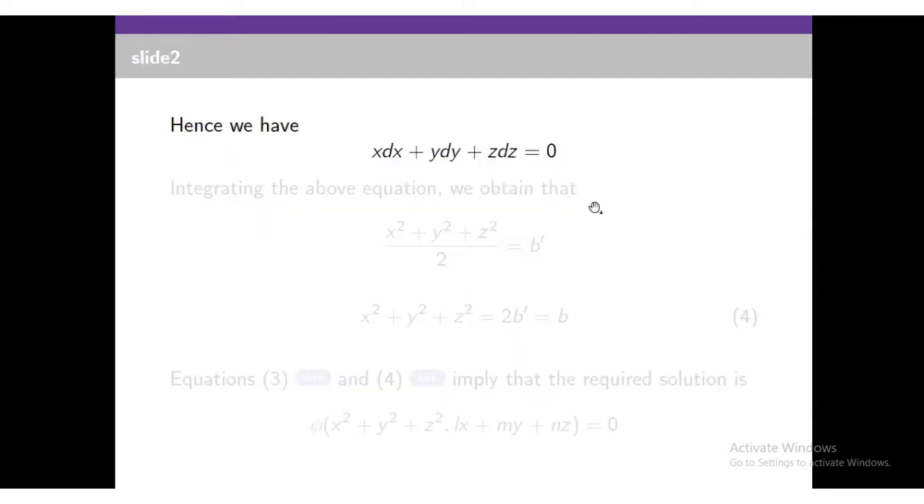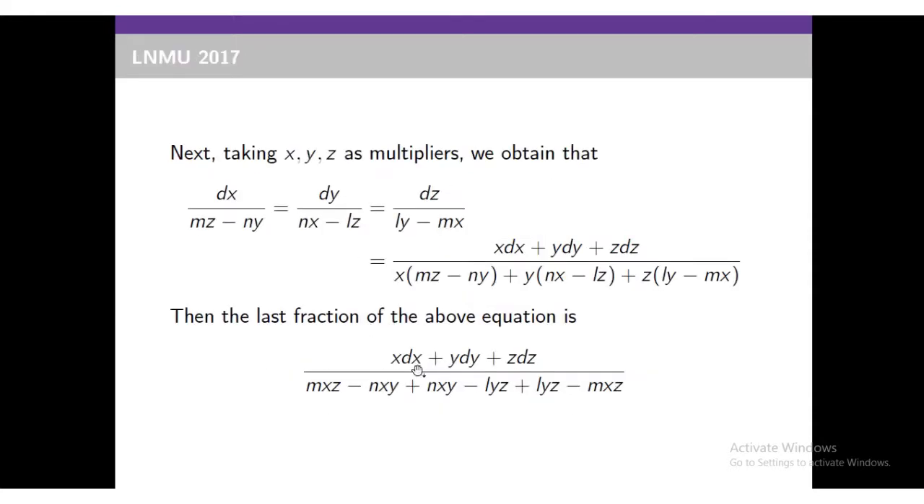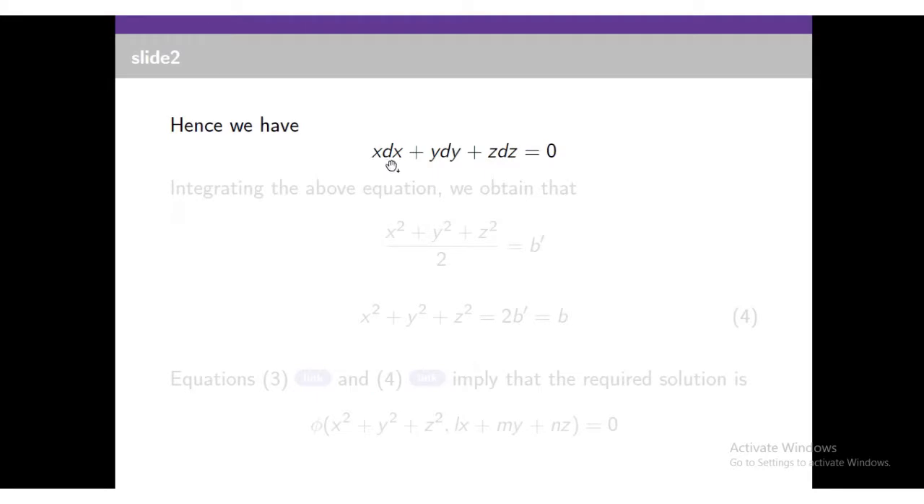So after calculation you are getting this fraction whose denominator is 0, so its numerator will also be 0. Therefore we are getting x dx plus y dy plus z dz equal to 0. Now upon integrating you will get x square by 2 plus y square by 2 plus z square by 2 equal to integrating constant. So here we have this equation after integration of the above equation.